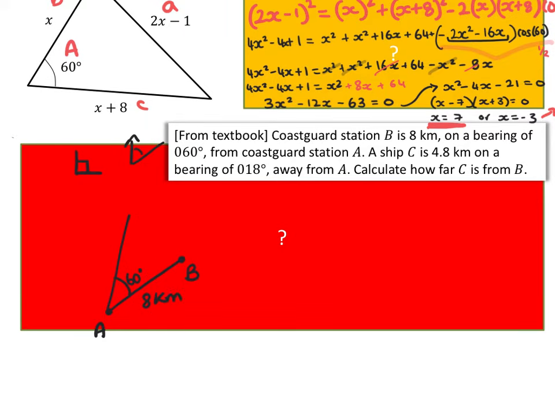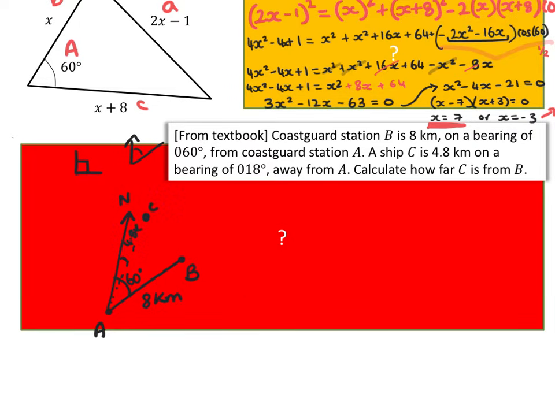Okay? Then it says a ship C is 4.8 kilometres on a bearing of 18 away from A. Okay. So ship C is 18 from A. Okay, so this is our north line, we said, and we have 60 degrees there. And then what we're going to have is 18, which is about there, isn't it, if you think from our north line. So C is going to be here, okay, it's 18 degrees, and that is going to be 4.8 kilometres.